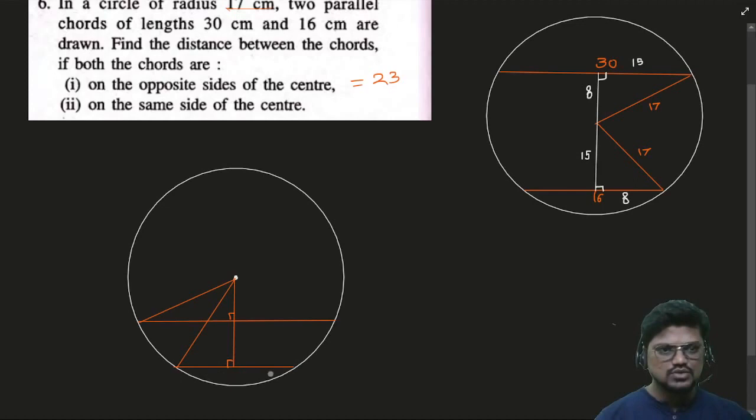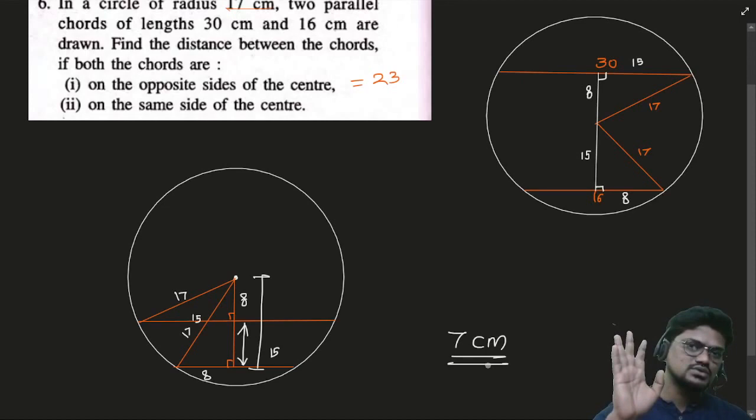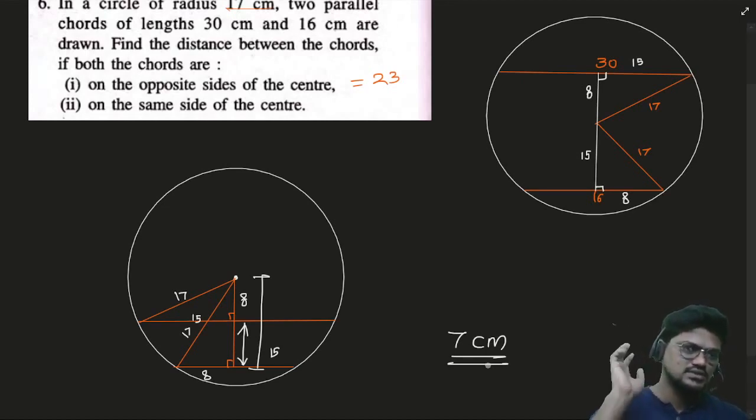Now this is 8, so the total is 16, so this will be 8, and this is 17, and this whole length will be 15. And this is 17 again. So if this is 15, this is 17, this will be how much? 8. And this is 17, and this is 8, the whole will be 15. Okay, so the distance between the two chords is this length, that is 15 minus 8. So whatever you get, that is 7. So that is the distance between the two chords. How many of you have understood each and everything in this sum? Please raise your hands.